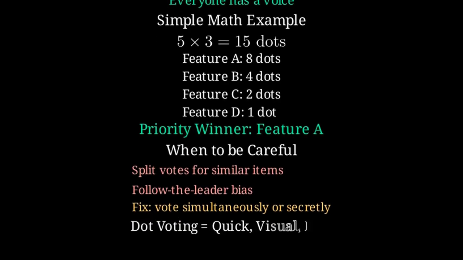That is dot voting. It is quick, visual, and fair, and it helps teams build a shared priority list.